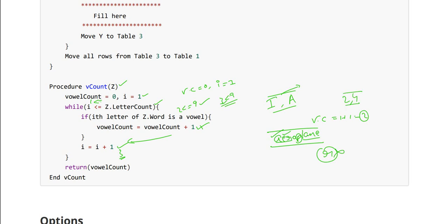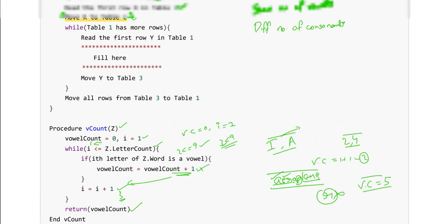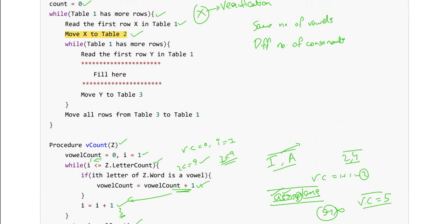Right, so this is what this procedure is telling us. This is how the procedure works. And as a final result, once I exceeds the letter count of 9, this procedure v count of z stops, and as a result we'll be returning the total value of vowel count. So in the case of aeroplane, it would be 1 2 3 4 5, right? So vowel count of aeroplane will be 5. So this is the perfect explanation of what the procedure does.